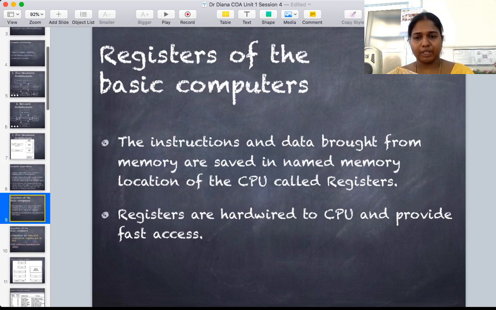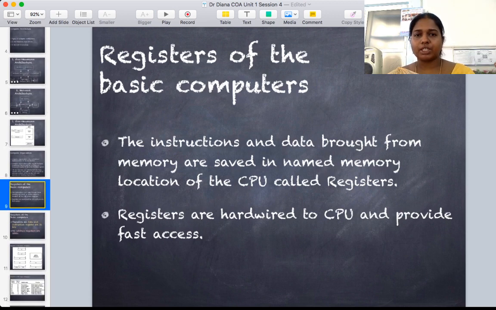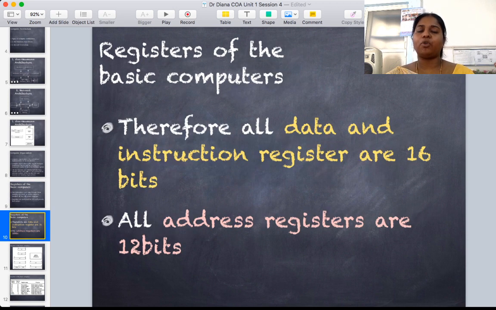And we have seen some of the registers used in the computer. Registers are named memory locations which are hardwired to the CPU. Unlike a separate memory unit, you have certain memory slots available directly on the CPU, which are fabricated on the board. Such memory locations are called registers. And for the basic computer that we are trying to design here, all the data and instruction registers will be 16 bits and all the address registers will be 12 bits.